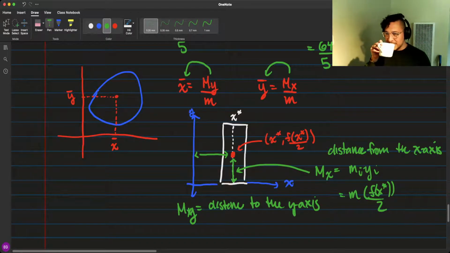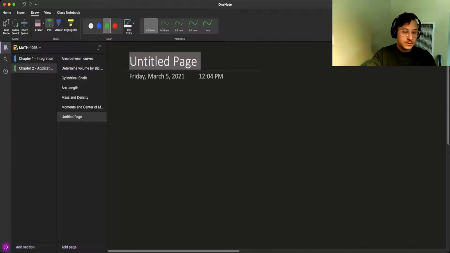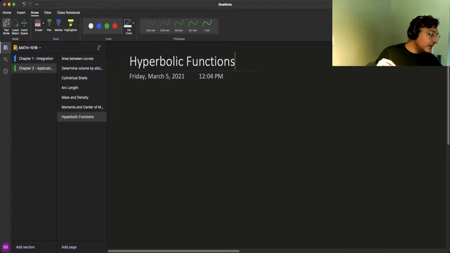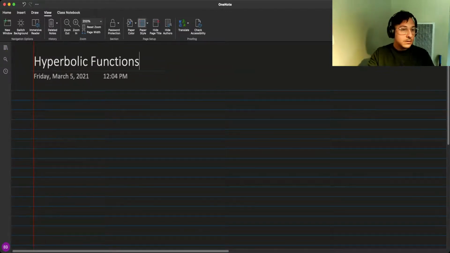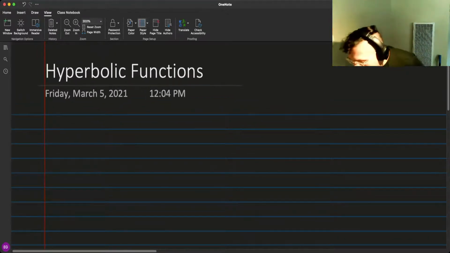Hey, we have a couple minutes left. There's one more topic I want to introduce. Okay, and this is something called hyperbolic functions. These are actually really cool. And they're really useful, like in engineering.